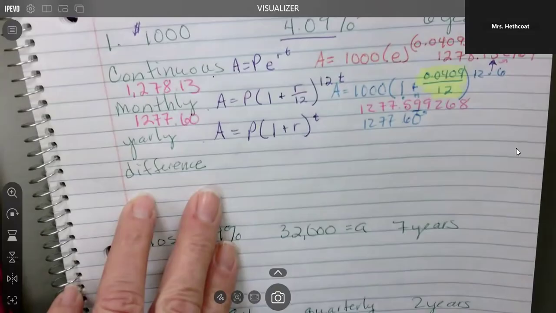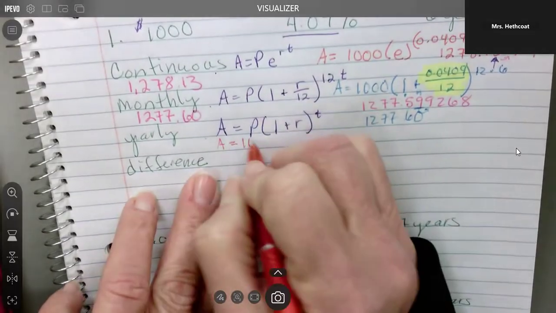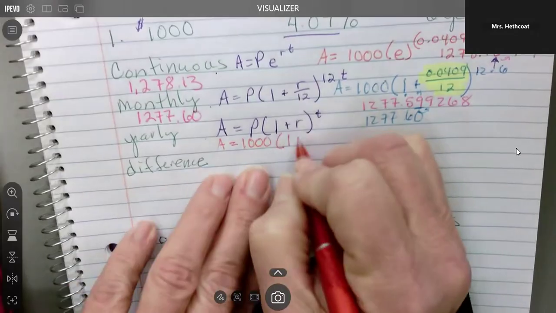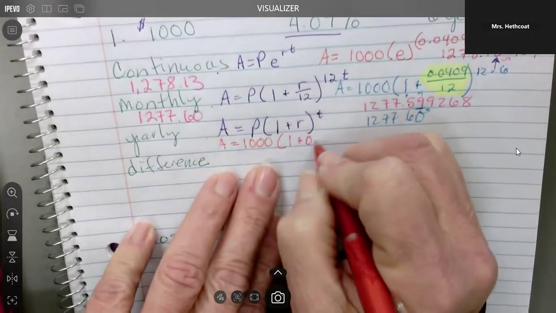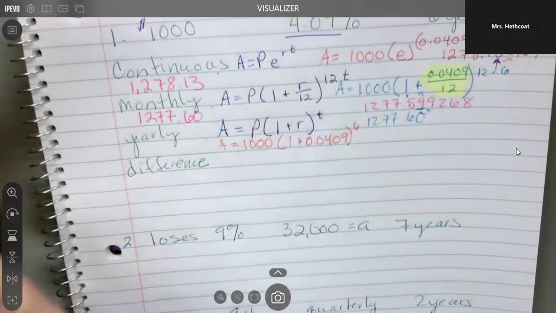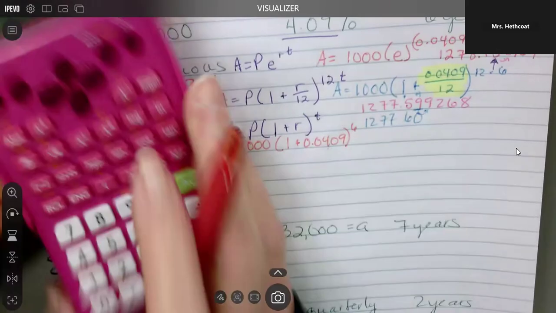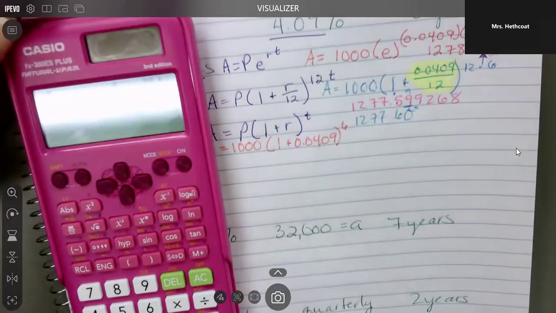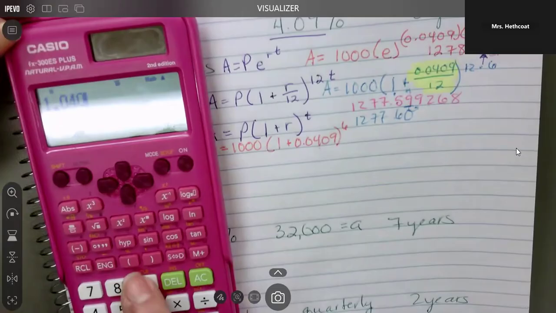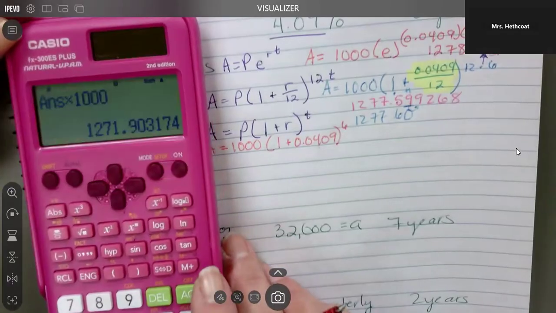All right, and then we do it one more time for the yearly. I'll do it right below. The A will equal 1,000 times 1 plus our rate, 0.0409, all of that to the 6th. I can do this adding in my head, so we get 1.0409 to the 6th power equals that, times 1,000 equals that.